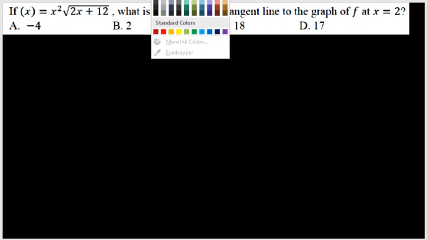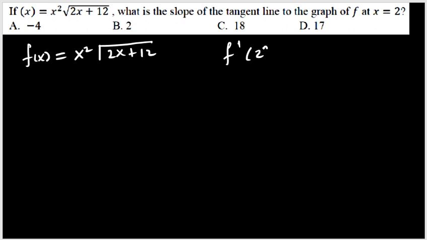The next question, we have a function f of x equals x squared times square root of 2x plus 12. Then we need to find the slope of the tangent line at 2, which means we are asked simply the derivative of the function at 2. First let's differentiate it. What will be the derivative? Product rule will be applied here.